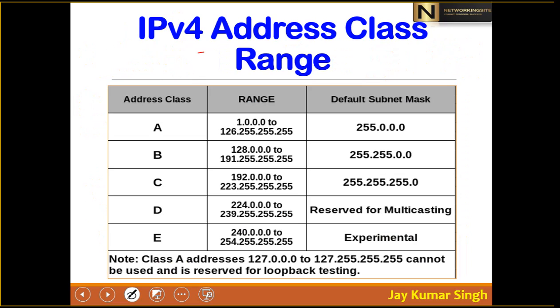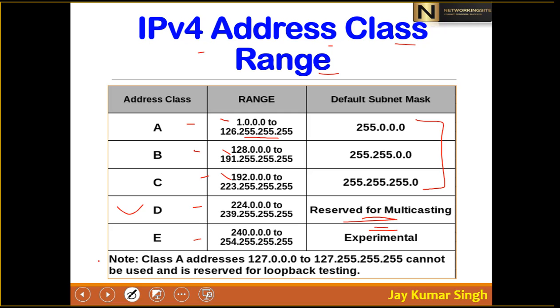IP address class and range: class A, B, C, D, E. The range starts from this, 1.0.0.0 to 126. They're talking about the entire range of class A, the entire range of class B, class C. The default subnet mask you will come to know. Class D is reserved for multicasting purposes, and E is still for experimental use.